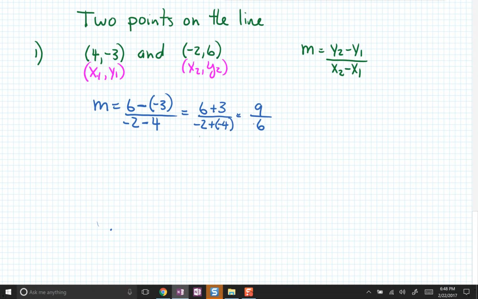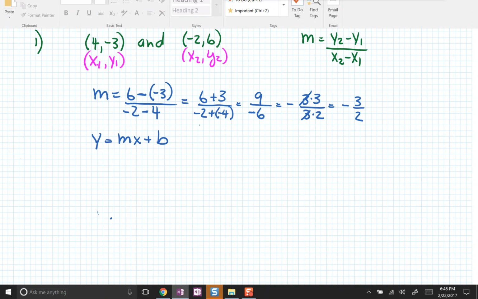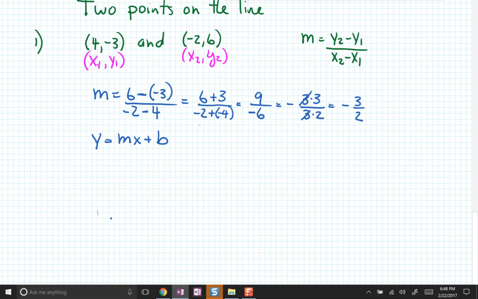Bottom number becomes add the 2 numbers and carry the sign. And this can be simplified to negative 3 times 3 over 3 times 2. The 3's cancel out, become 1, and this becomes negative 3 halves. Now I have my slope. I can do the y-intercept by plugging in either point. I'm going to take the negative 2, 6 for my x and y. I could also use 4, negative 3, but I'm going to use negative 2, 6.